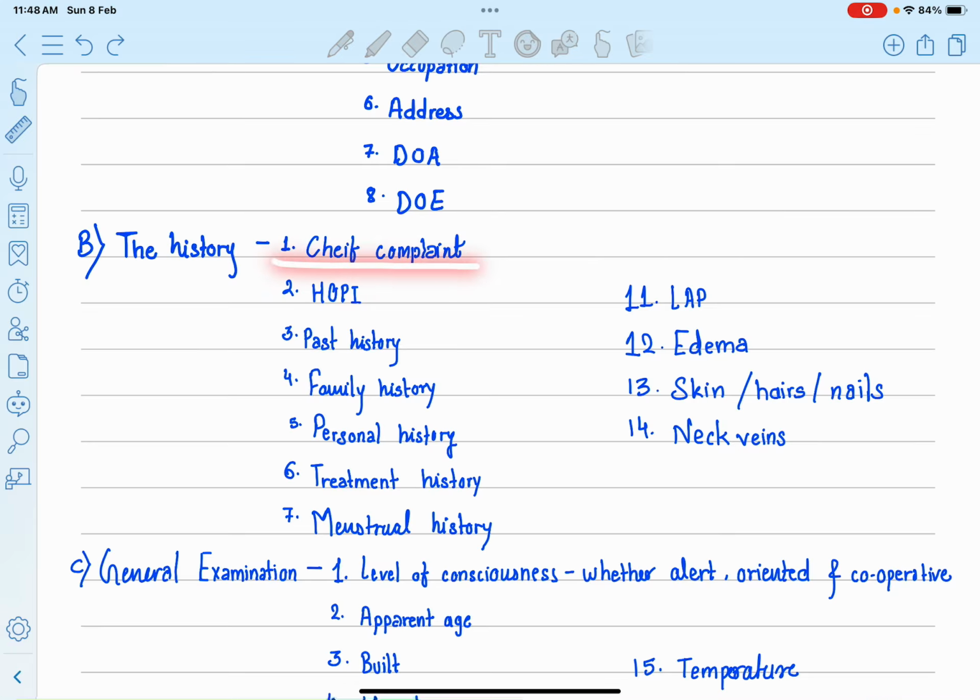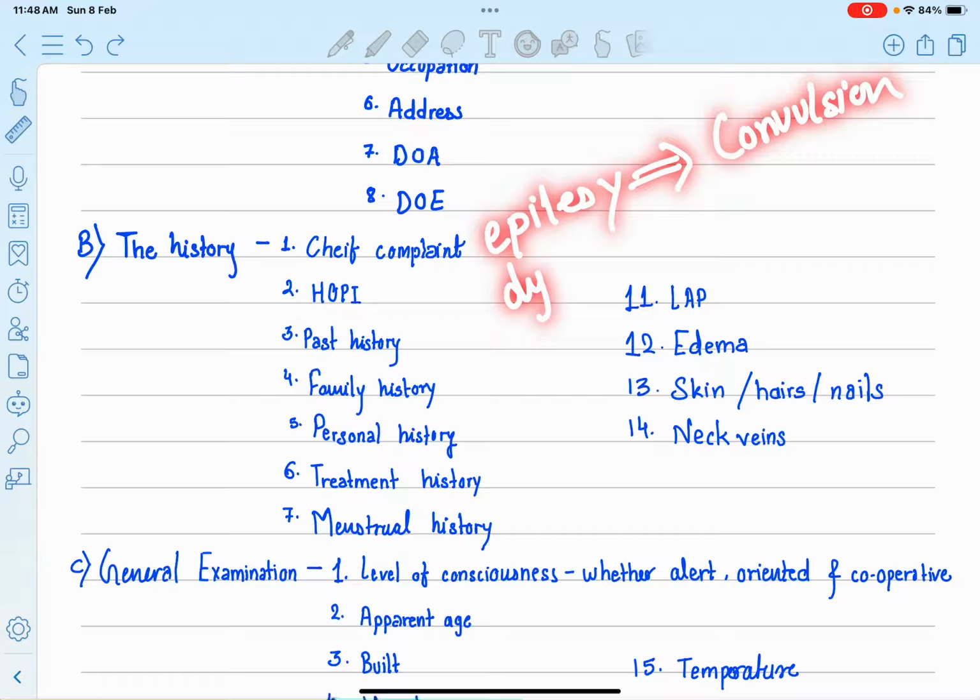So chief complaints should be in the language of the patient. Okay, what is the language of the patient? I mean to say that you should not write epilepsy. Instead of epilepsy, you should use the word convulsion. Okay, or instead of dyspnea, you should use the words difficulty in breathing.